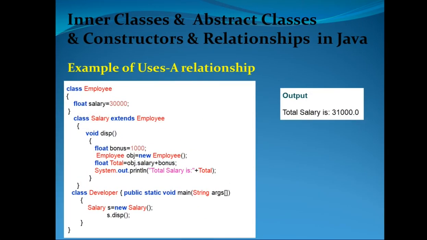So this is the example. Here we have class Employee which has float salary 30,000, and class Salary extends Employee. After that we display the message, and we create the object of the Salary class and call the display method, and after that the total salary would be 31,000, because there is an increase of 1000 bonus and we add that bonus to the salary.